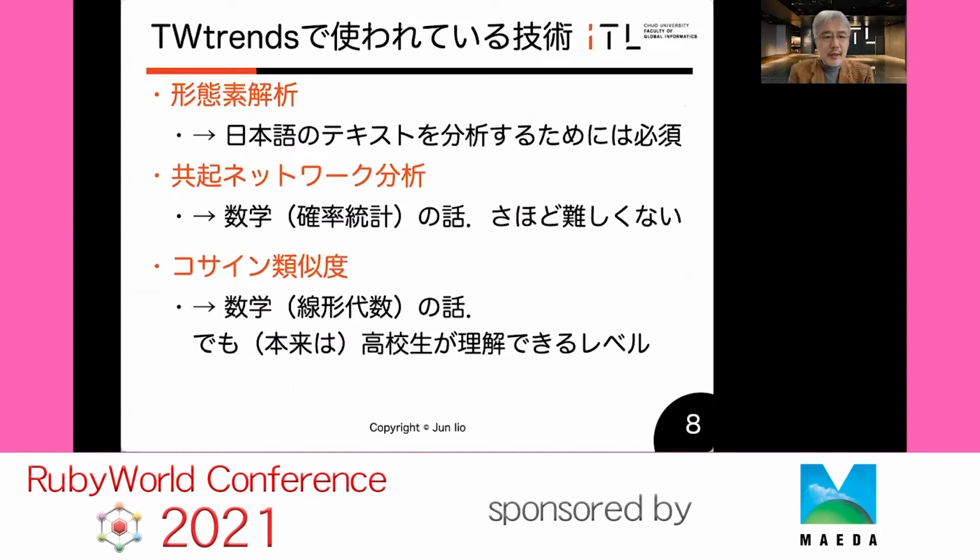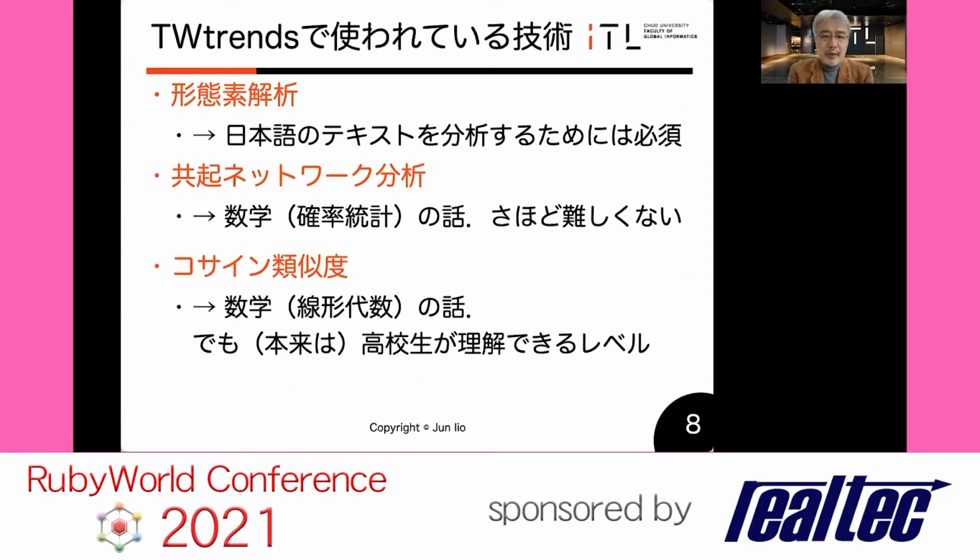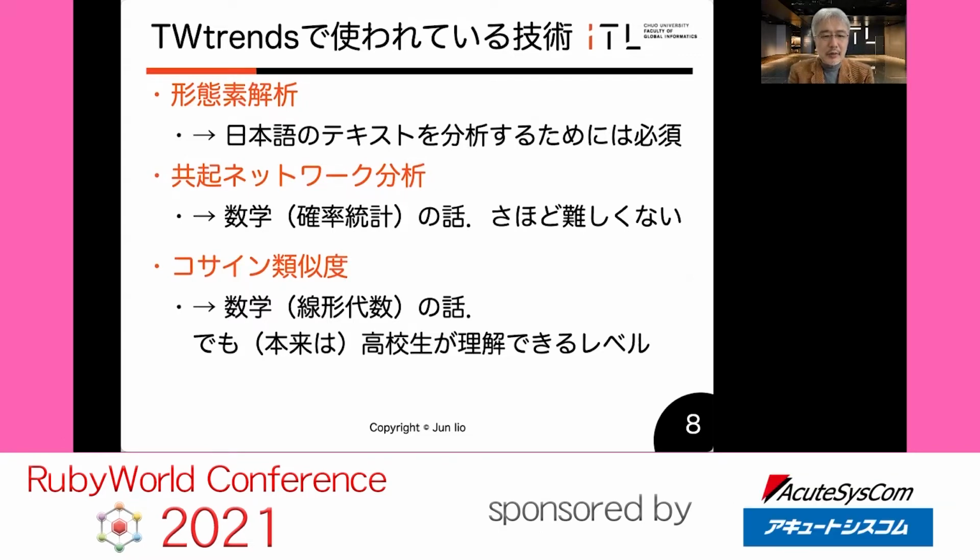Now in this system, these technologies are used. First of all, the data taken from Twitter is analyzed with morphemes. This is indispensable for analysis of text written in Japanese. And then the words will be analyzed, how these words are contained in Twitter. Then we will analyze using the co-occurrence network. This is not too difficult, just a mathematical treatment.